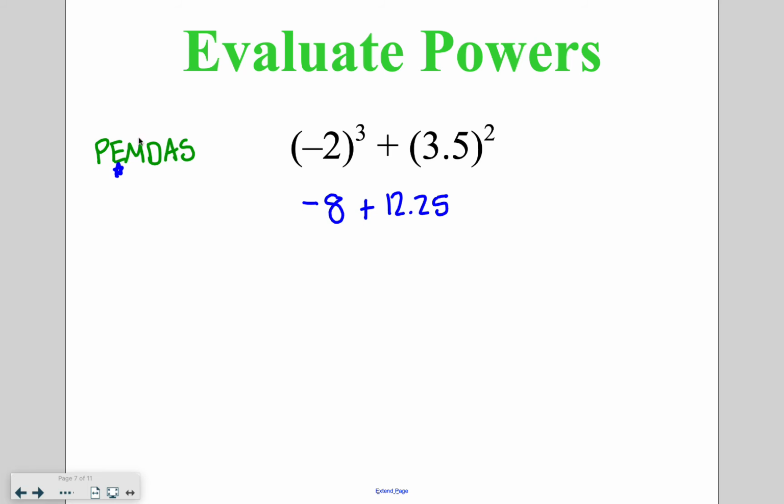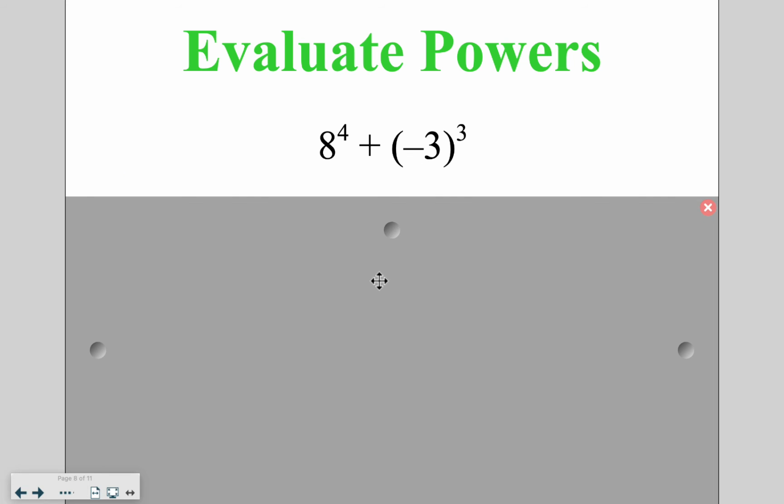There's no multiplication, there's no division. So I move on to my addition, which is -8 plus 12.25, which is going to give me a final answer of 4.25. Go ahead and try this one on your own.